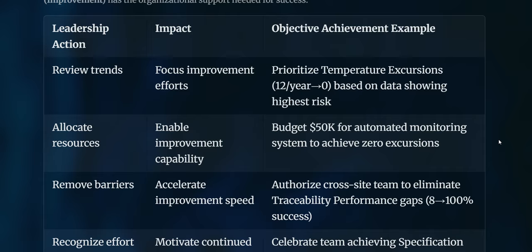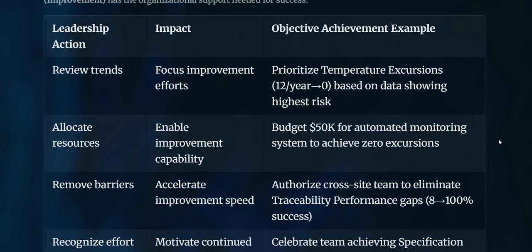Let's look at the improvement. First, leadership action is reviewing the trends. The impact it has, it will drive improvement, to focus improvement efforts. The objective achievement example, prioritizing temperature excursion elimination based on data showing highest risk.